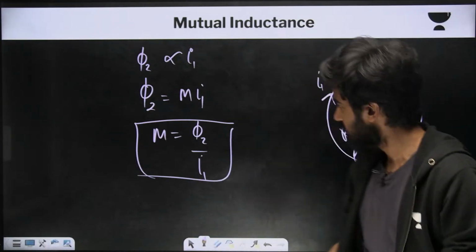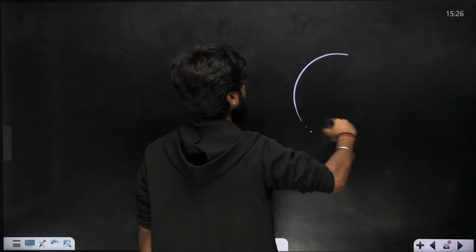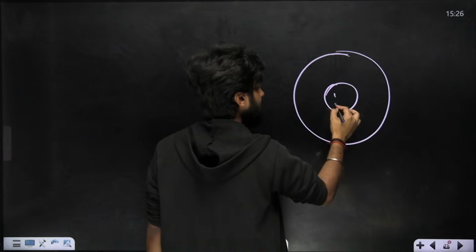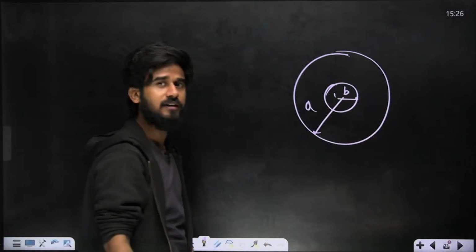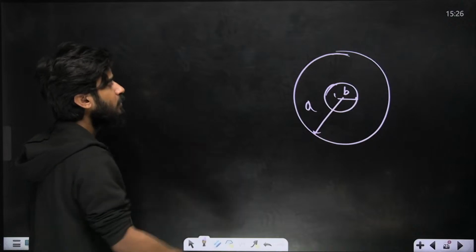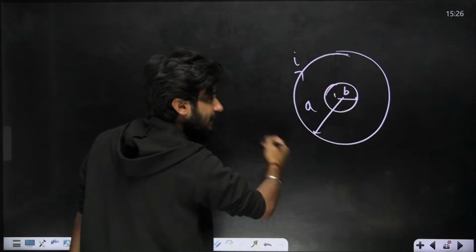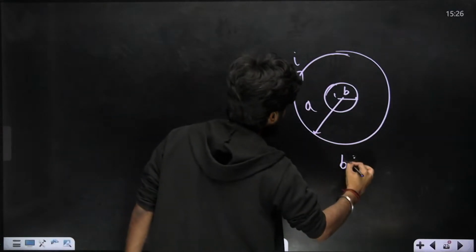Now let me tell you one thing. Suppose we have two loops, and this is the radius A and this is the radius B. Now we have to calculate the mutual inductance between them. How will we calculate? First of all, suppose the current I is flowing in the outer loop, on the condition that B is much less than A.